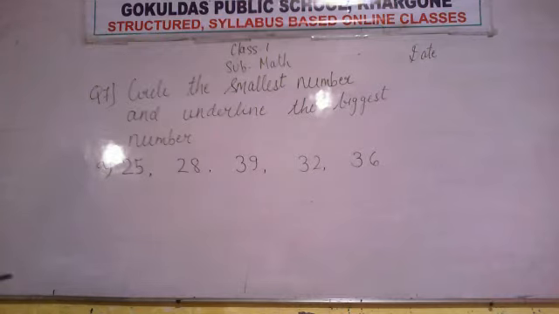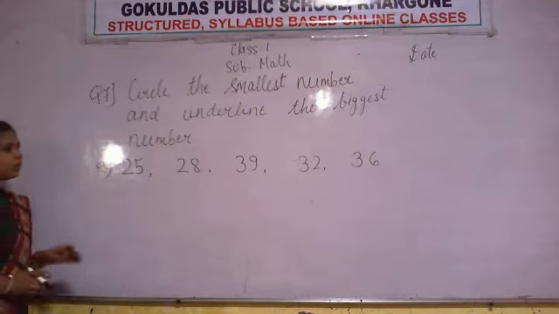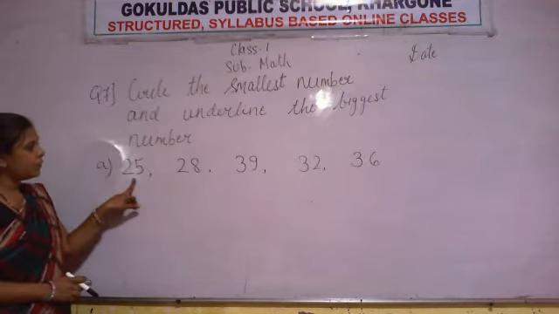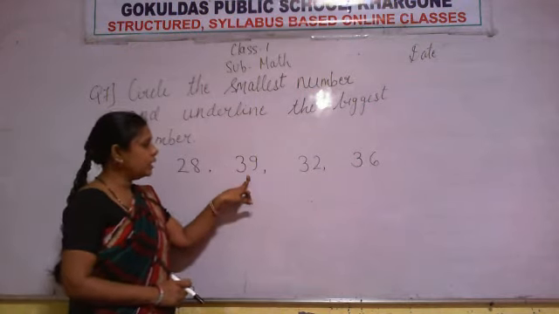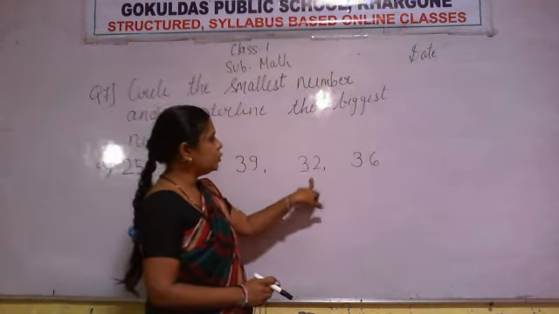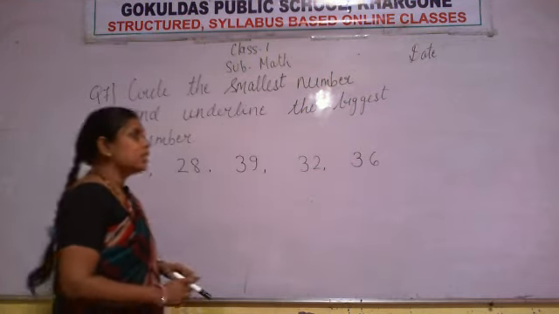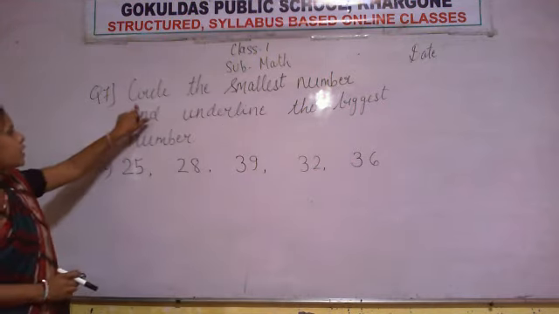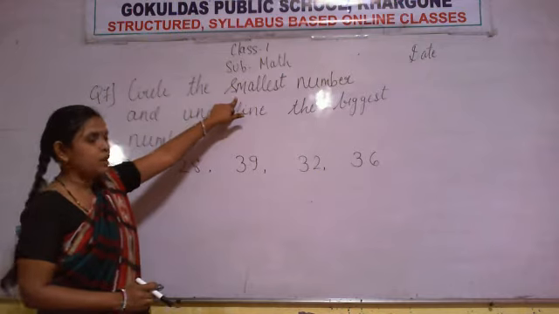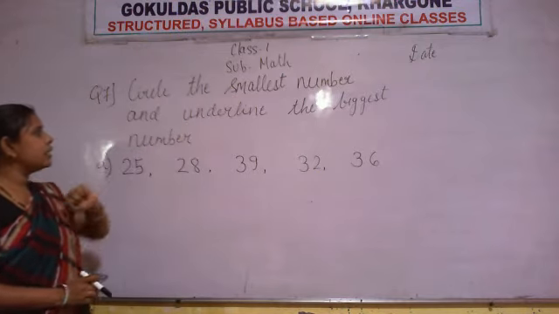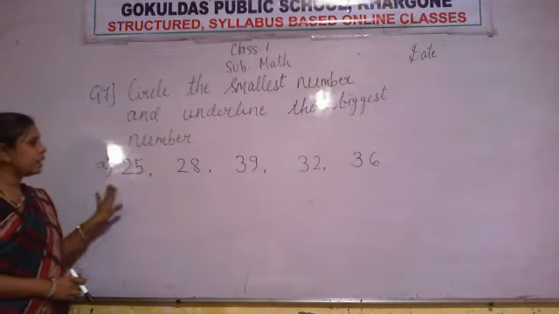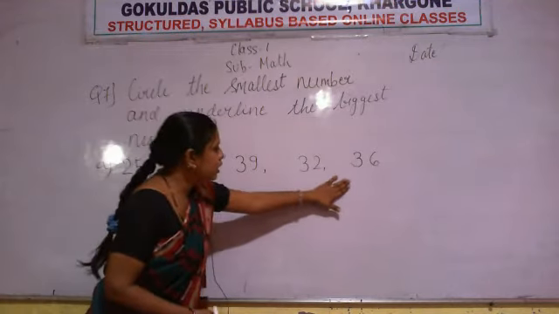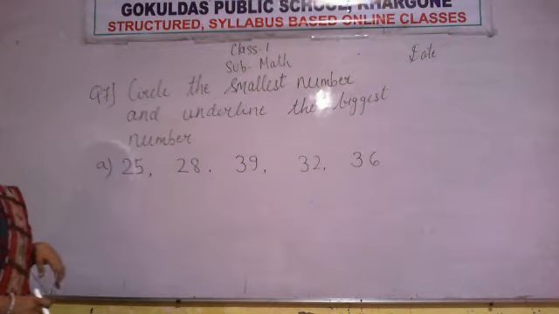Okay, now let us solve. First, we read all the given numbers: 25, 28, 39, 32 and 36. First of all, we have to identify the smallest number, and after identifying it, we have to circle the smallest number. So identify the smallest number among these 5 given numbers.